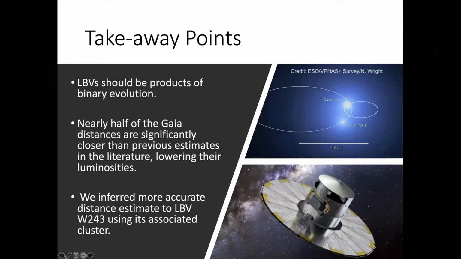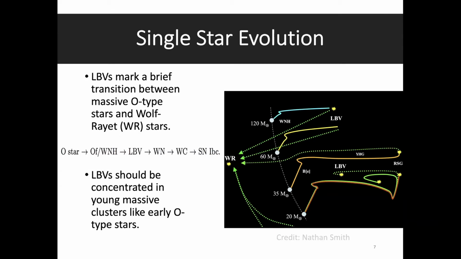So before going through the details of my work, I would like to give you the takeaway points of my research. We modeled the LBVs' isolation, and we found that LBVs should be a product of binary evolution. Then we used Gaia parallaxes, and we inferred how far away most of the galactic LBVs are. We found that nearly half of them are closer than previously estimated, which makes them less luminous, less massive stars, which is more consistent with binary evolution rather than the single star scenario. And for one of the galactic LBVs, LBV W243, we used its associated cluster, and we inferred a more accurate distance estimate to this LBV. So now let's dive into the details.